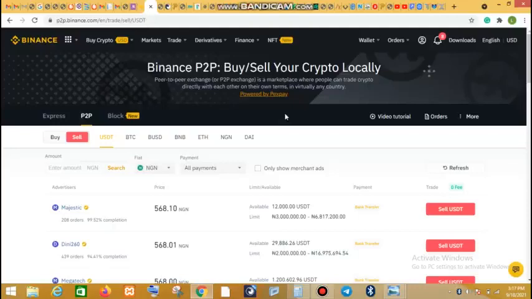So in Binance Exchange, there is a feature that is called Binance P2P. P2P simply means peer to peer. It is a platform whereby you can buy and sell your cryptocurrency locally. That is, you are going to sell to someone like you.